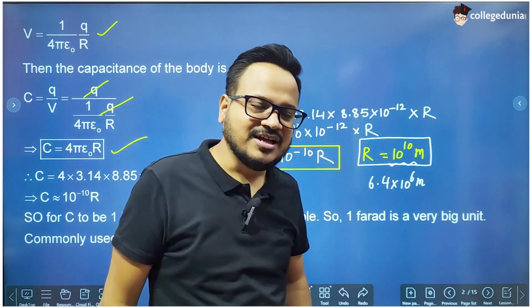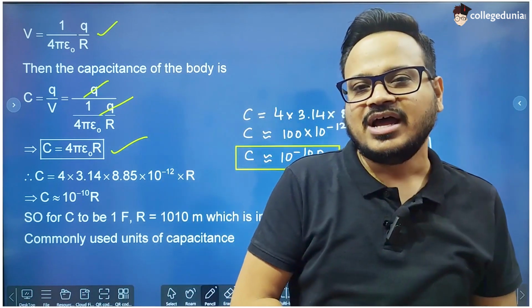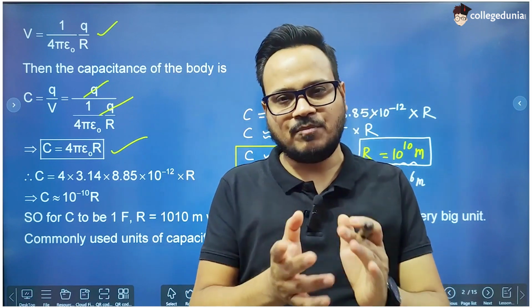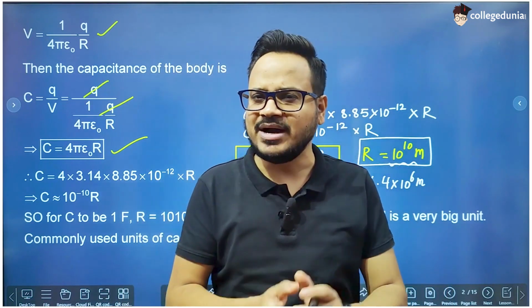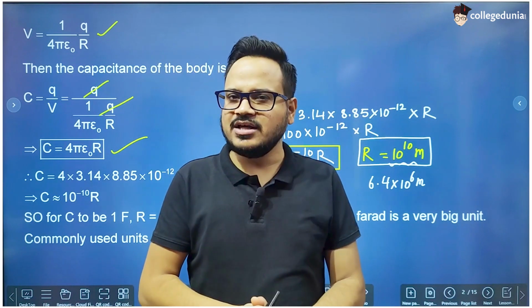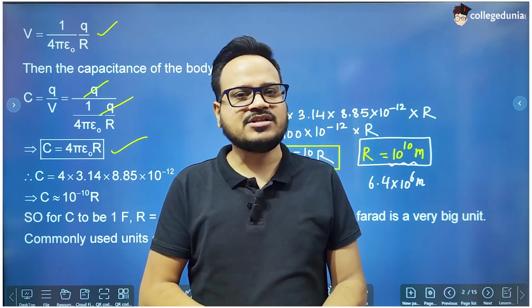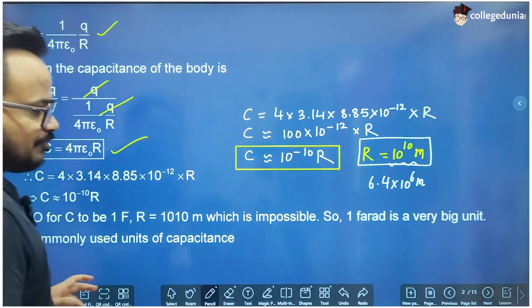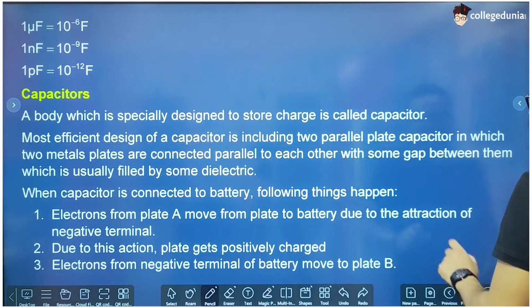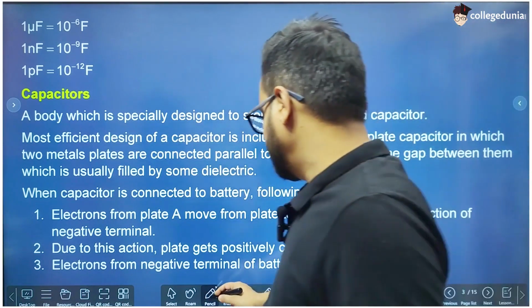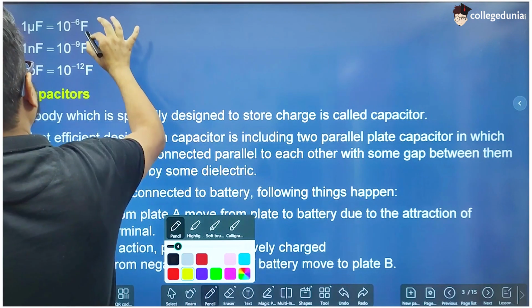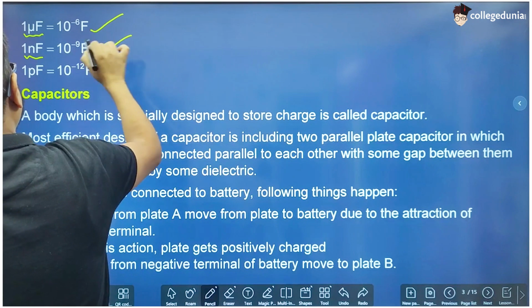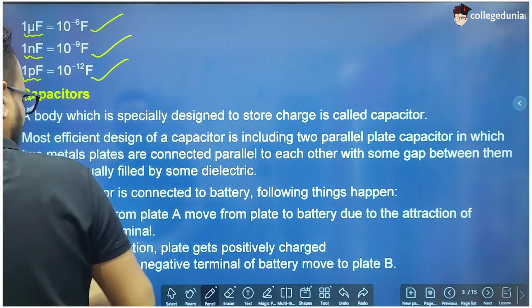And on earth, we are going to use small capacitors, and the capacity of those small capacitors will be given in microfarad or nanofarad or picofarad. Microfarad means 10 raised to power minus 6 farad. Nanofarad is 10 raised to power minus 9 farad, and picofarad is 10 raised to power minus 12 farad. So those are some practically used units of capacitance. Microfarad, μF, nanofarad, nF, picofarad, pF, right?